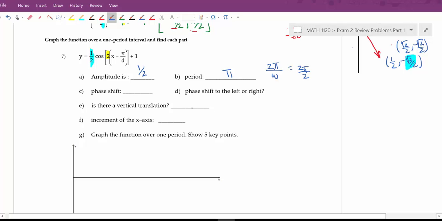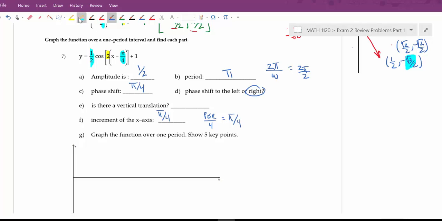Now, if we do the increment of the x-axis, that's always the period divided by 4. So the period's pi, divide by 4, you're going to have pi over 4. So we're going to break our x-axis, we're going to make it increment by pi over 4. Now the phase shift is going to be this number. Notice this is in a factored form. The 2 has been factored out, so that means automatically that you're going to have a phase shift of pi over 4, and since that's a minus sign, that's going to phase shift you to the right.